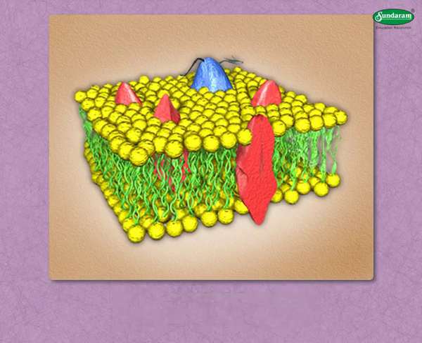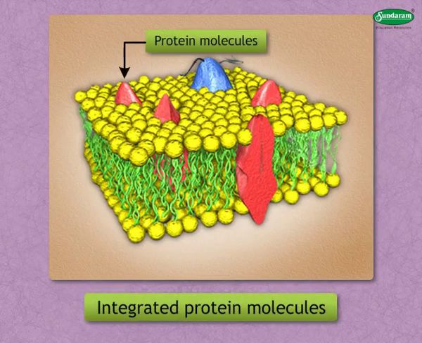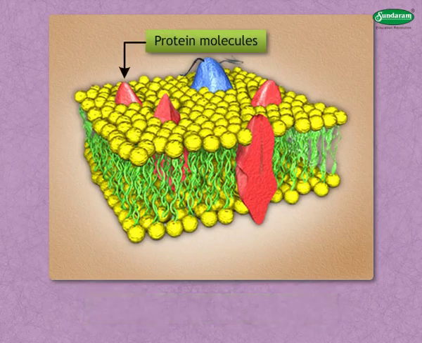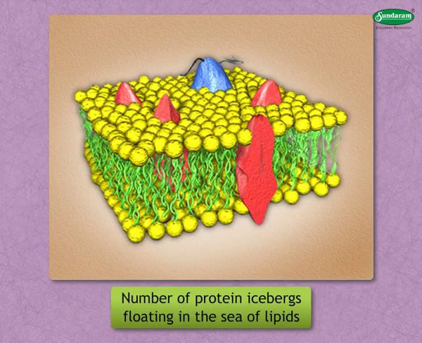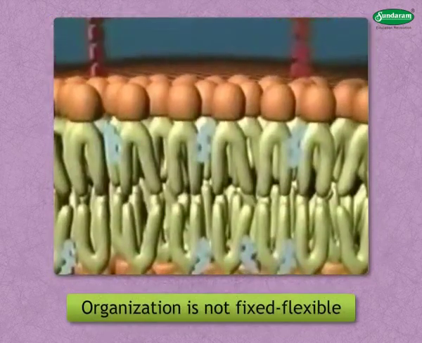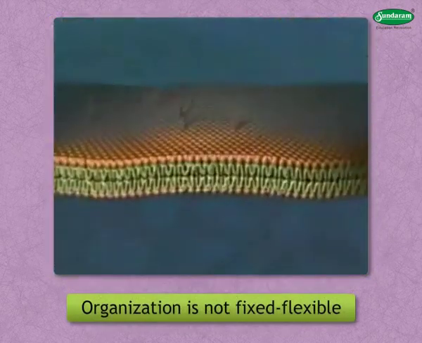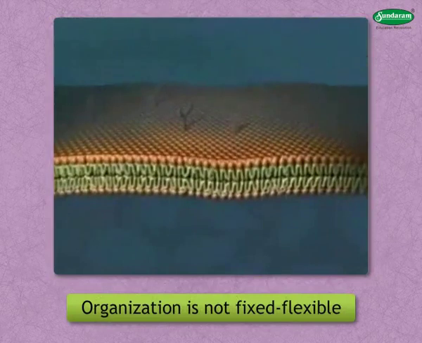It is made up of a lipid bilayer, which is a 2-molecule thick layer and has integrated protein molecules. Therefore, it is also described as a number of protein icebergs floating in the sea of lipids. The organization of the plasma membrane is not fixed, and hence it is flexible.